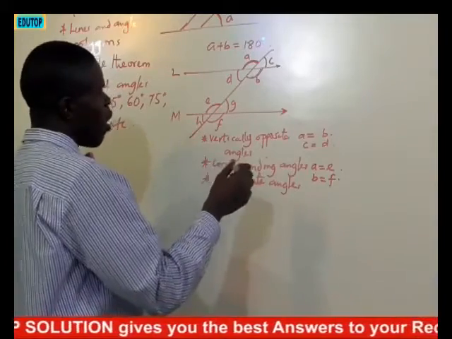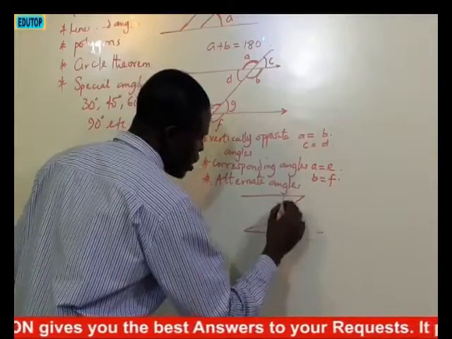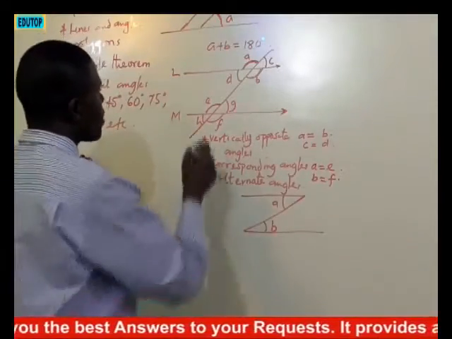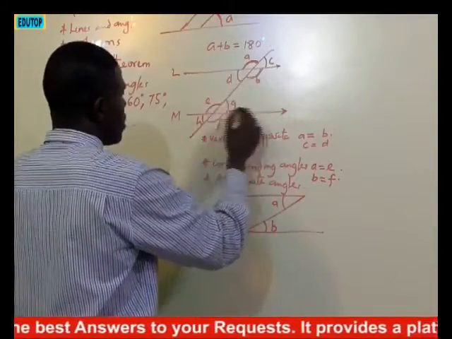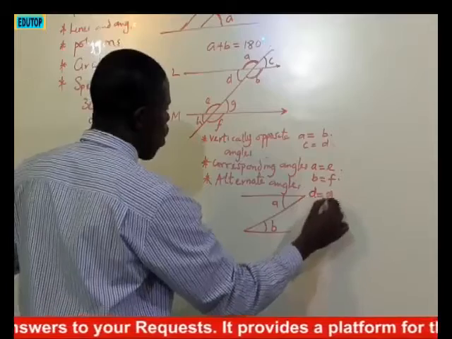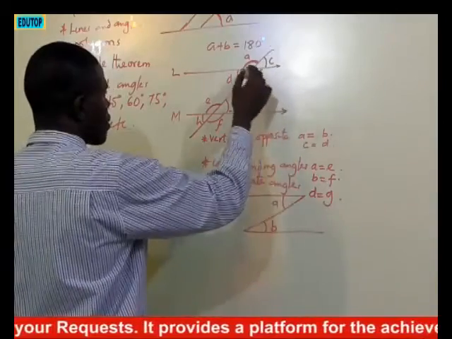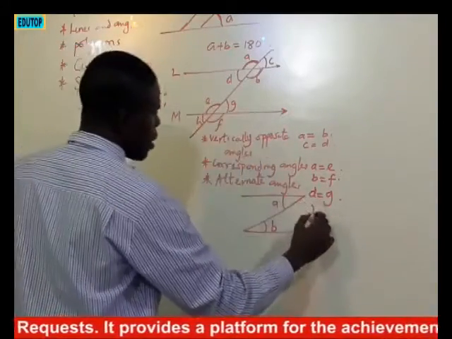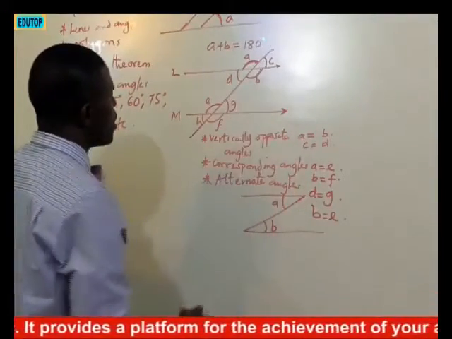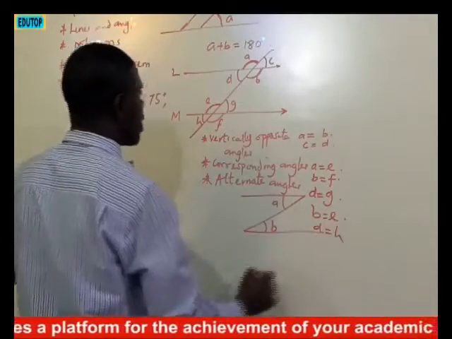Then the alternate angles, those ones appear like Z. Take note, they appear like Z, something like this. So this one is alternate to this one. That's Z. So let's see the one that we have here. Look at this Z. D is here, G is here. So D is alternate to G. Take note of that. Also, look at this. B is alternate to what? E. Look at this, it's another Z. B is alternate to E. So that is what. Then D is alternate to what? H. Take note of that.